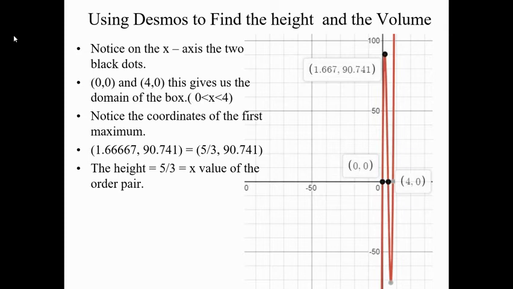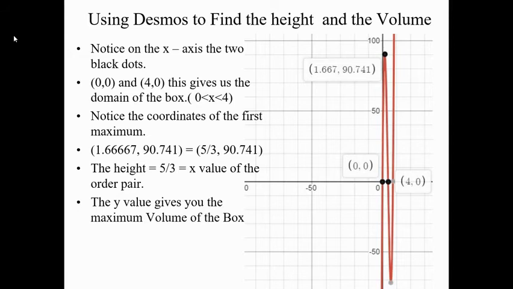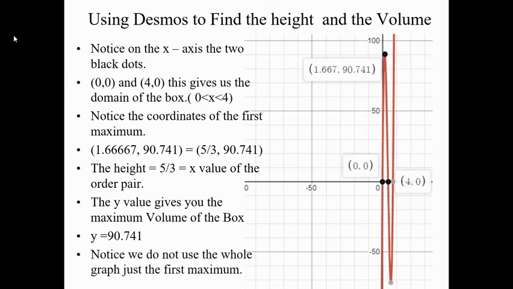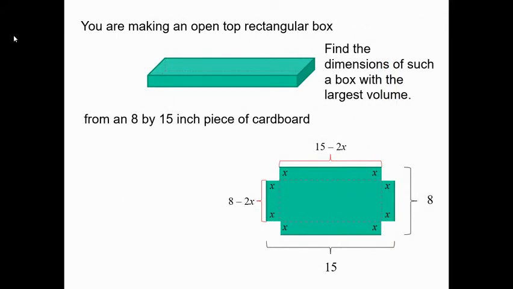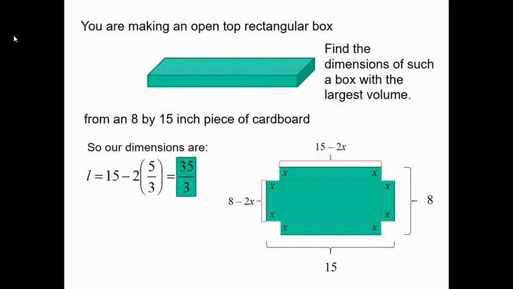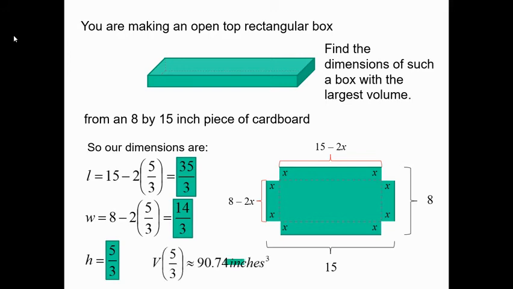The height 5/3 is the x value of the ordered pair. The y value gives you the maximum volume of the box. So the maximum volume of the box when the height is 5/3 is 90.741. Notice that we do not use the whole graph, just the first maximum. So our dimensions are, when we plug in the 5/3 for our x's, our length is 35/3. Our width is 14/3. And remember, the height is 5/3. And the maximized volume is 90.74 inches cubed.